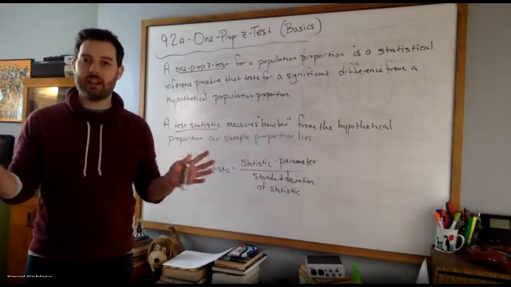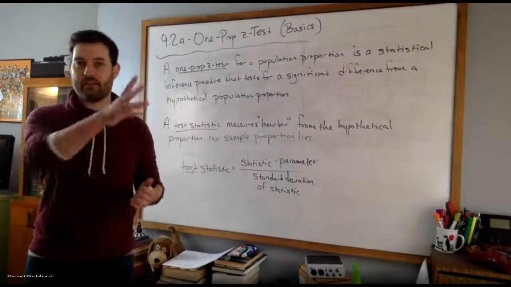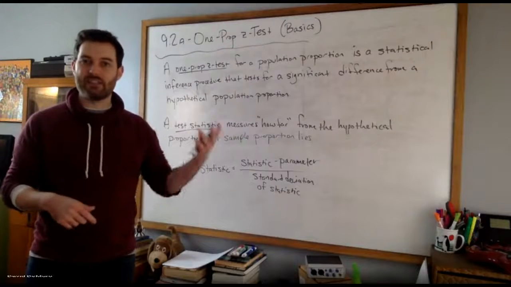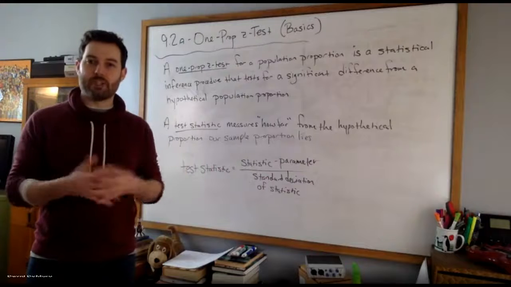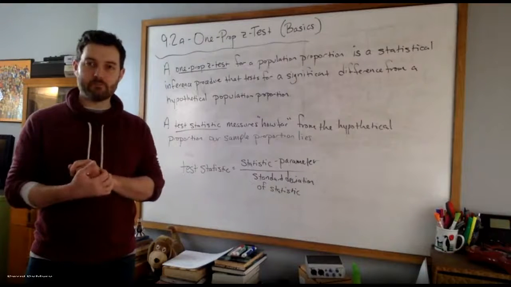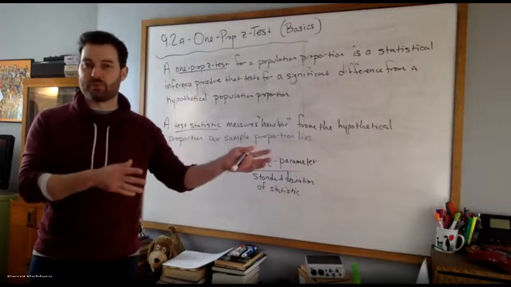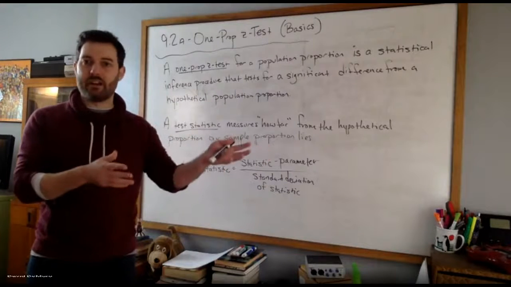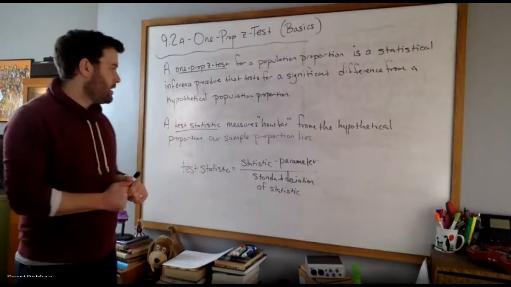If someone said, hey, I can make 80% of my free throws, if they went and shot 100 times and only made 60%, well, that's pretty far away from the 80% proportion that they claim. But if they say they can make 80% and they made 78% in a sample, well, that's not any evidence against them because that's pretty close to 80%.